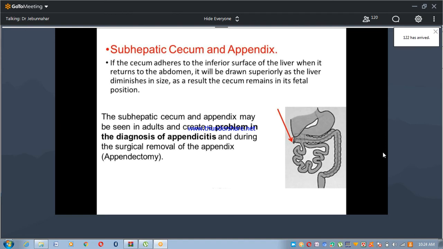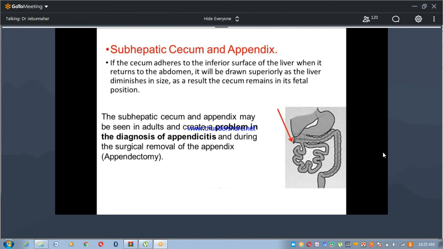Then when it returns to the abdomen, it will be drawn superiorly as the liver diminishes in size. As a result, it remains in its fetal position.